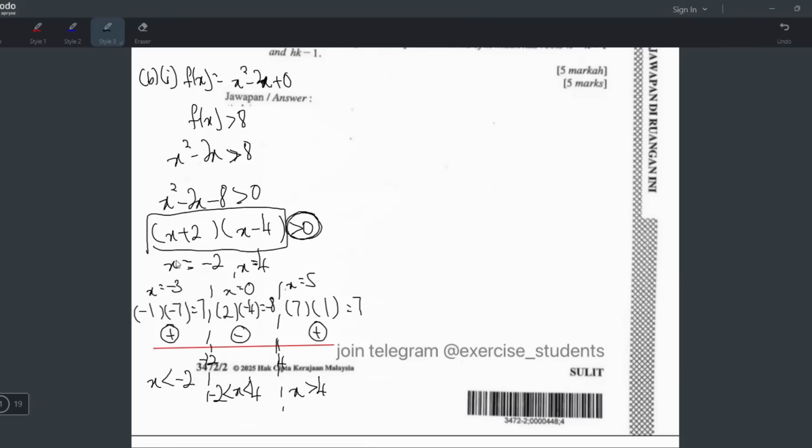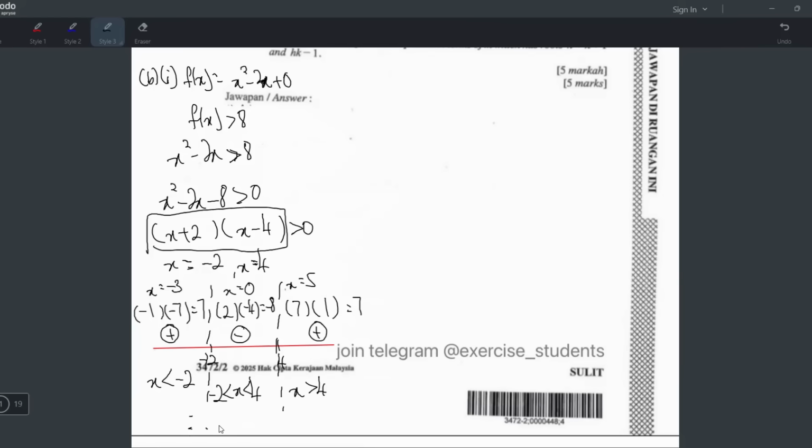Now, after we are done with that, we look at this part. Do you remember just now I took all the values and subbed them into the bracket? So now it's time to look at what they want. They want the bracket to be bigger than 0, meaning they want the bracket to be positive. So you just choose the regions that give you a positive answer. The regions that give you positive are this side and this side, so the answer will be this and this.